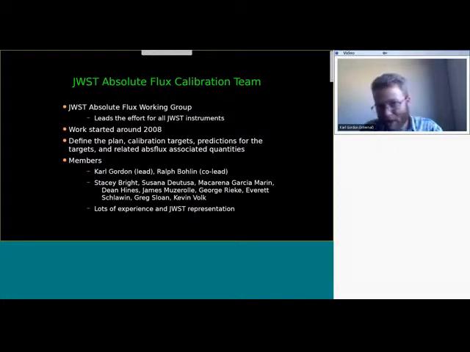It's very practical. We worked on this around 2008, where we really define the plan and calibration targets, do the predictions for the targets, and lay out the absolute flux associated quantities. That's what this working group does. I've listed the members there. Myself and Bolin kind of lead the effort and have been working on it the longest. We've had more people join, and there's lots of expertise both in the field of absolute flux calibration as well as the JWST instruments.